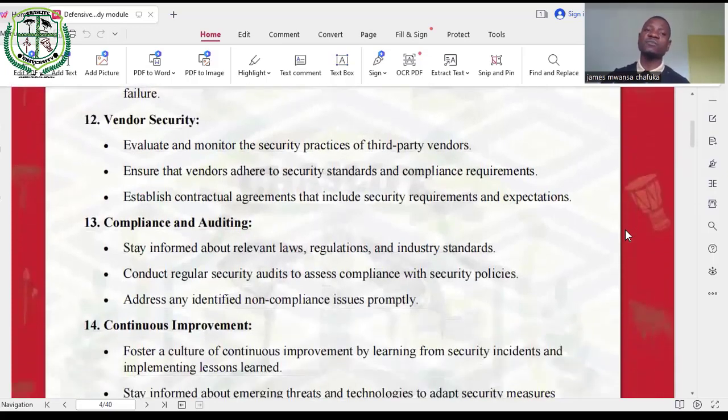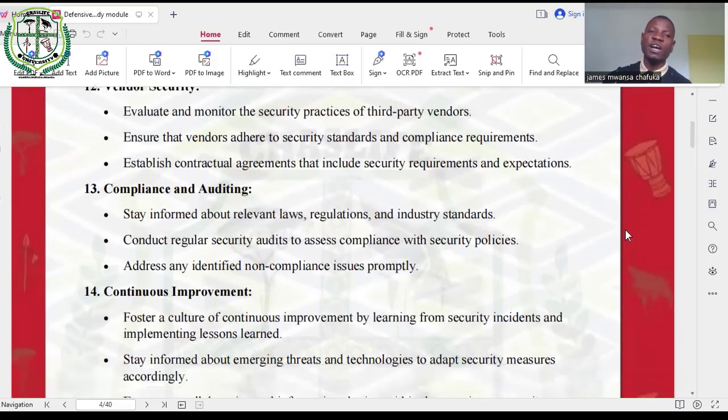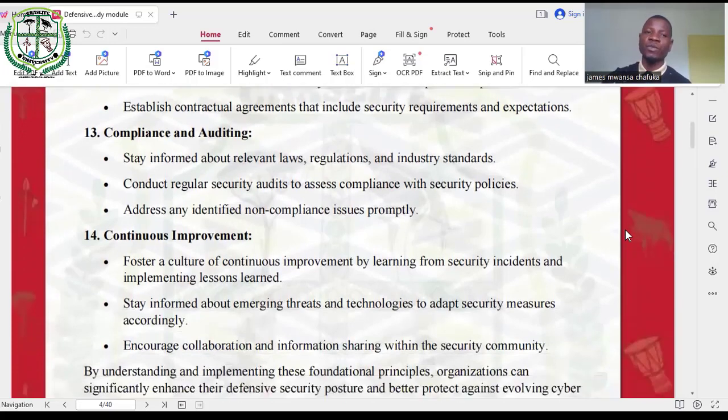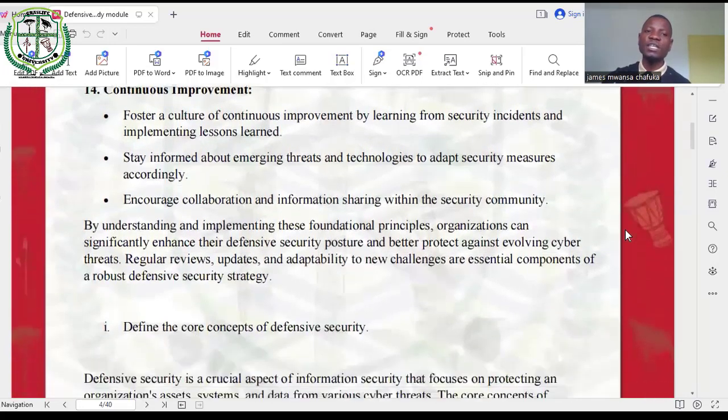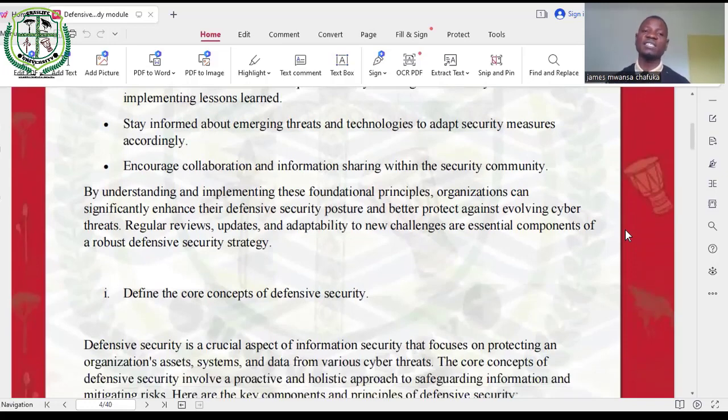And then there's also an aspect of vendor security. Evaluate and monitor the security practices of third-party vendors, and ensure that vendors adhere to the security standards and compliance requirements, and so on. And then the other point is compliance auditing, continuous improvement, and encouraging collaboration and information sharing within the security framework.